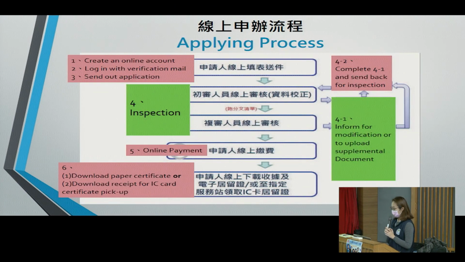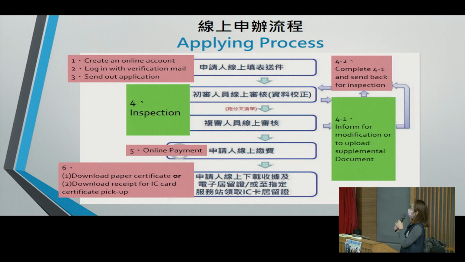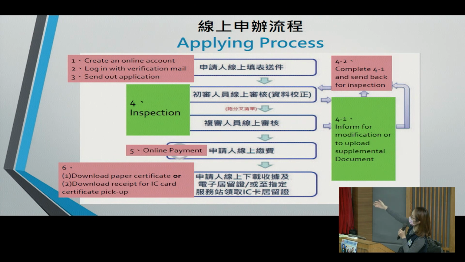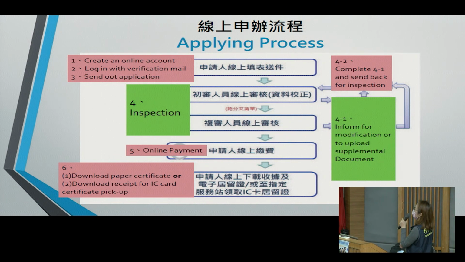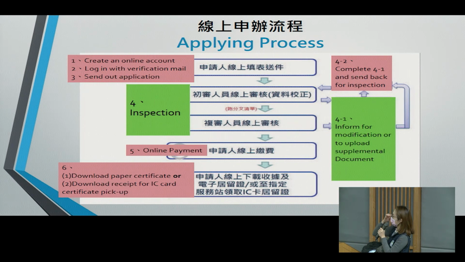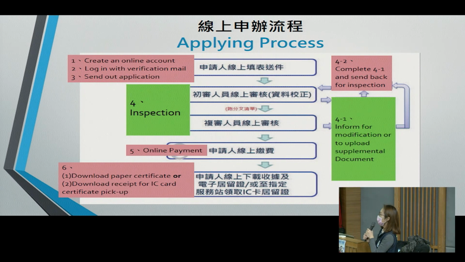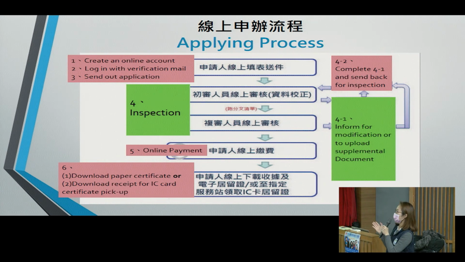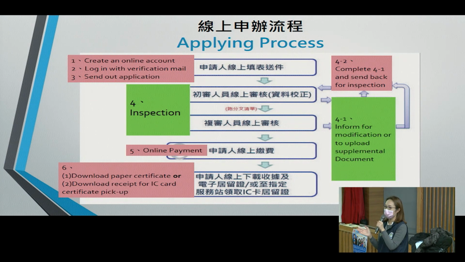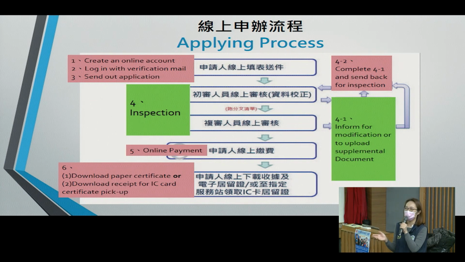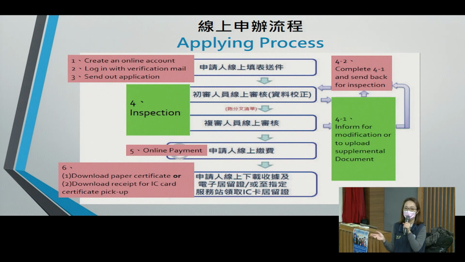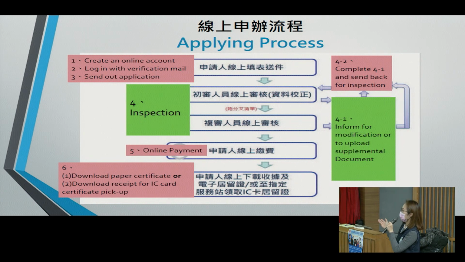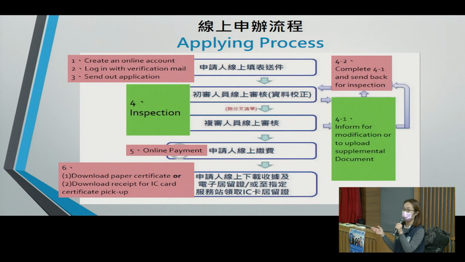So going to the applying process, those instructions in the pink boxes are for applicants, and those in the green boxes are for our inspectors. For those pink boxes, we can see that if you want to apply online, first you need to create an online account. After you register your online account, a verification mail and a link to boot your account will be automatically sent by the system to the email you just registered. And after you boot your account, you can go online to send out your application.